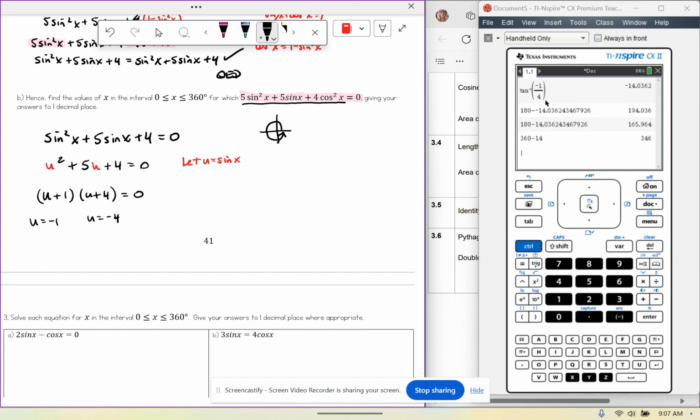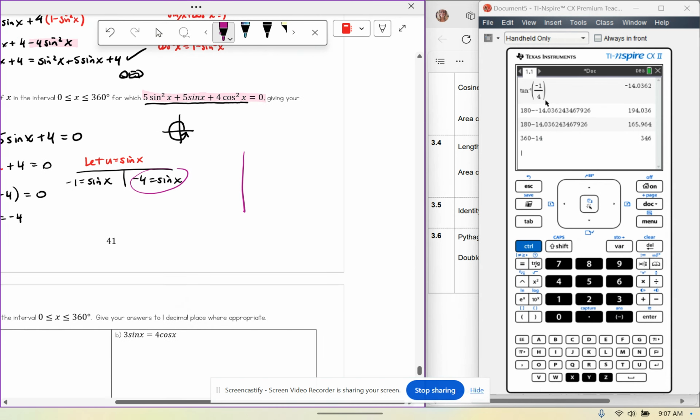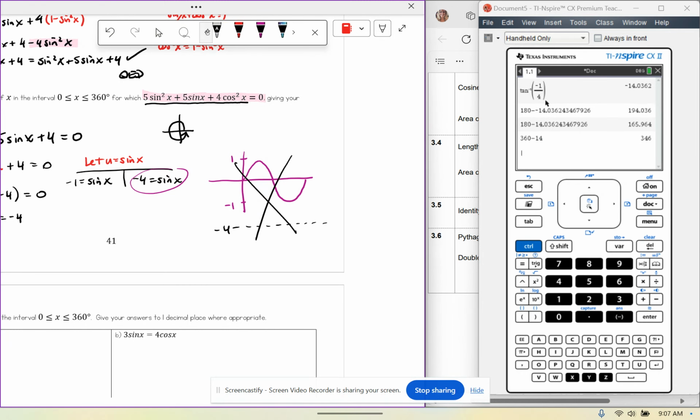Okay, so now I'm going to do my substitution, right? I let u equal sine of x. Now let's let the solutions equal the sine of x. And right off the bat, I see that this guy is out of range. What do I mean by out of range? Well, a sine function is sandwiched between +1 and -1. Therefore, a plain old sine curve is never going to equal -4. So we can go ahead and reject this solution because he is out of range.